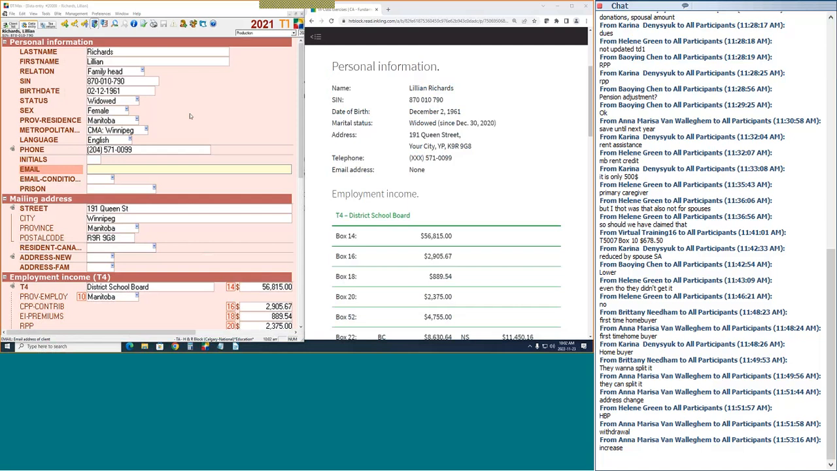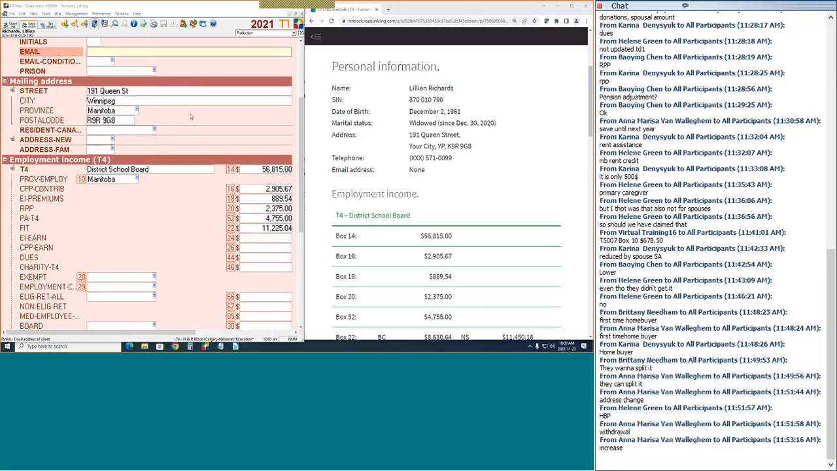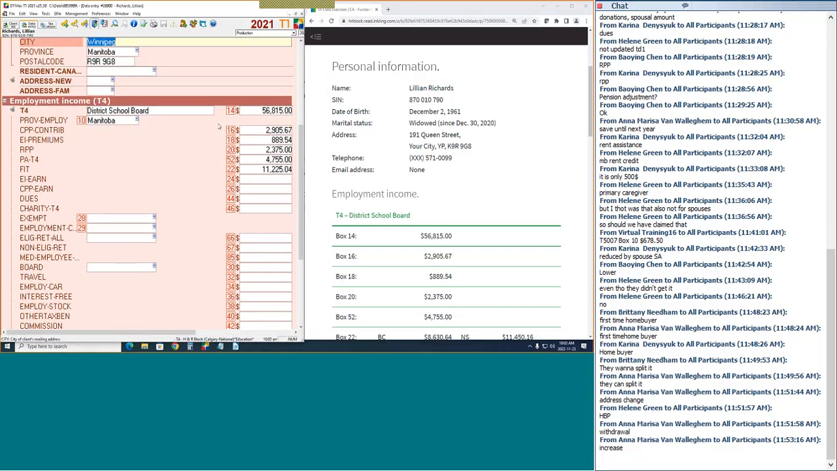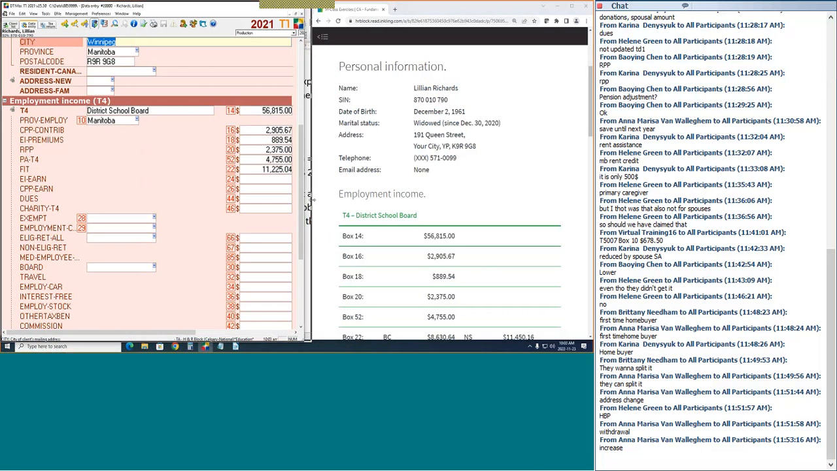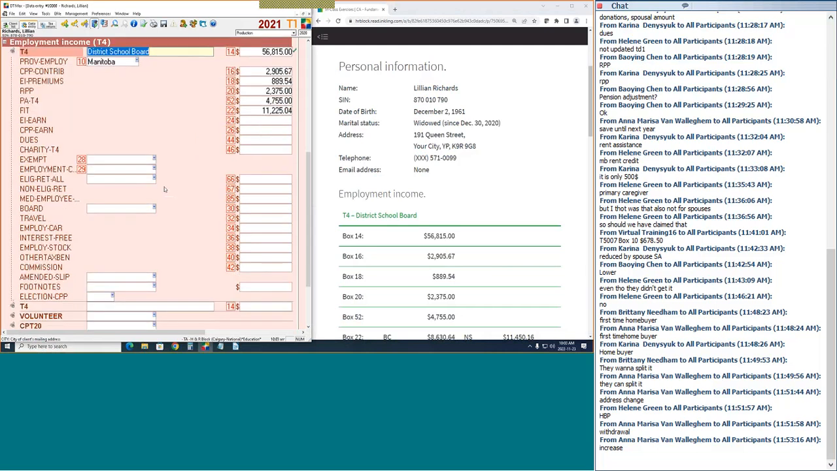We have Lillian Richards. She is widowed. We have a phone number. We have a mailing address. And you should also have the T4 with your quality at source check mark on it if you have double checked your work.